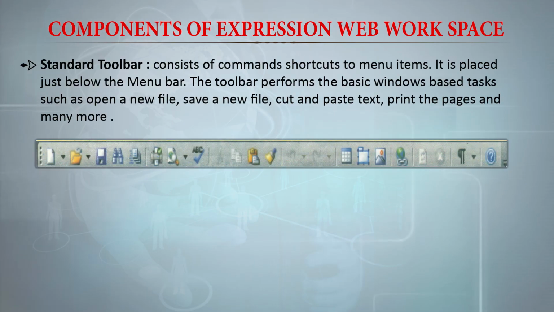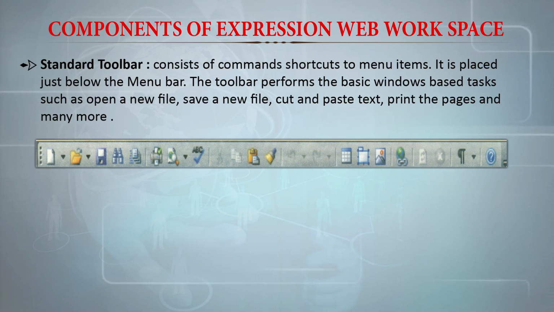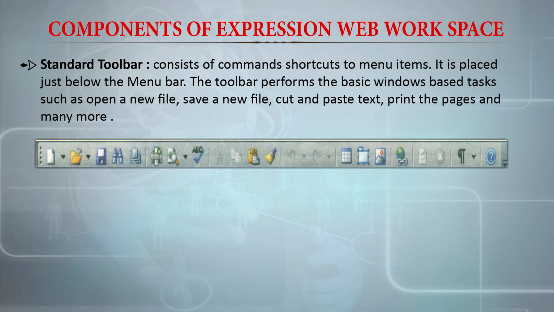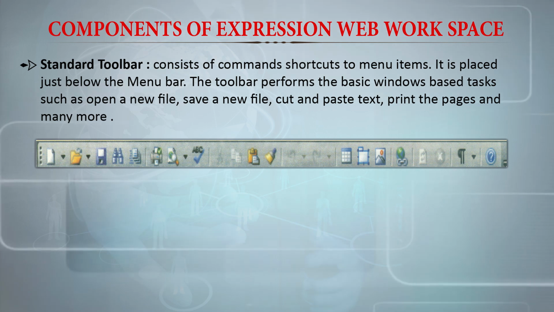The standard toolbar consists of many items which are normally found in any other toolbar. It is placed just below the menu bar. The toolbar performs the basic Windows based tasks such as opening a new file, saving a file, cut and paste of text, printing the pages and many other things.